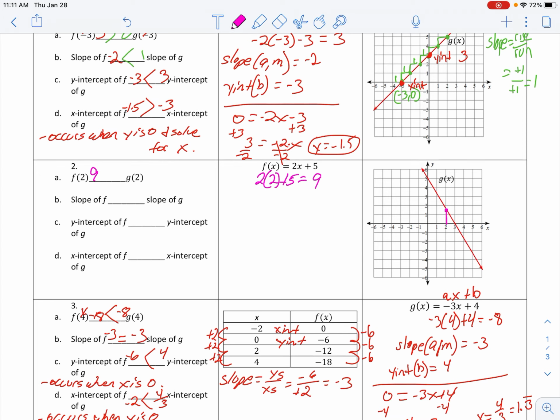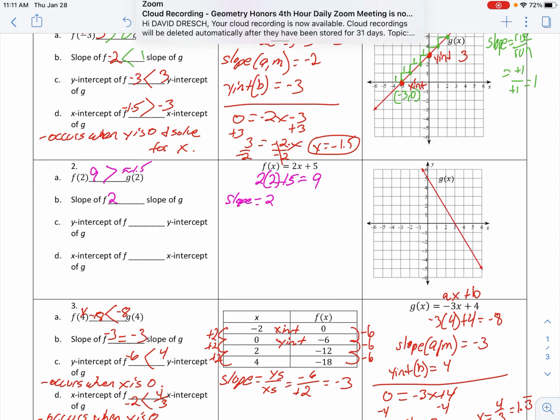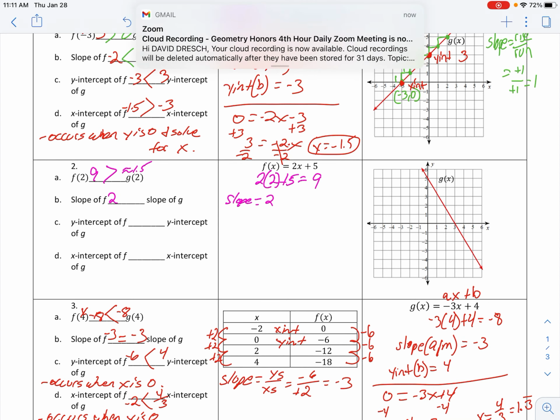Now, it's not a nice number, but it's 1 point something. It's between 1 and 2. I mean, let's just say right around 1.5, but who cares what it is? We know it's between 1 and 2, and 9 is clearly larger than that. The slope of f, that one's pretty quick to do because we can say the slope real quick is 2. We can look at the equation and say 2, which is in front of the x.